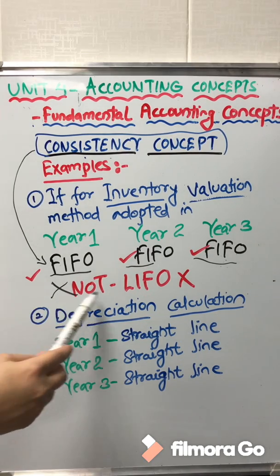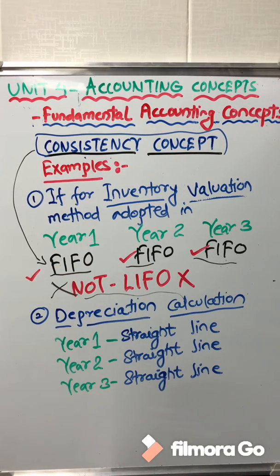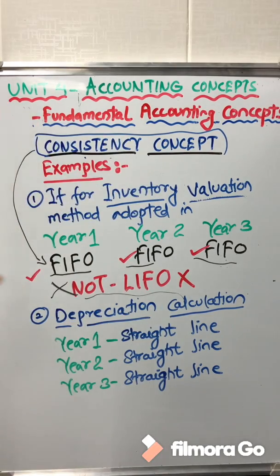If we cannot take this method here in year 2 or year 3, we have to go through the same. We have to choose all the methods in a uniform way. It has to be the consistency concept, consistent in all years. Another example, I think I already discussed depreciation, but now I'll explain it in detail.